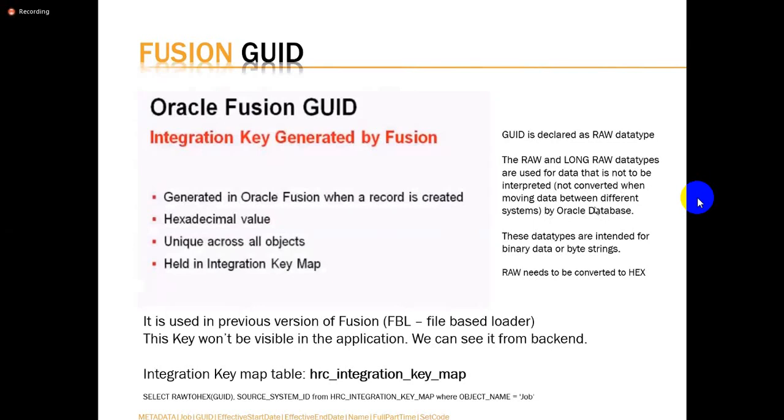Okay, so if you want that raw data type to view it, then you have to convert that into hexadecimal using the RAWTOHEX function. Okay, so let us see about this.